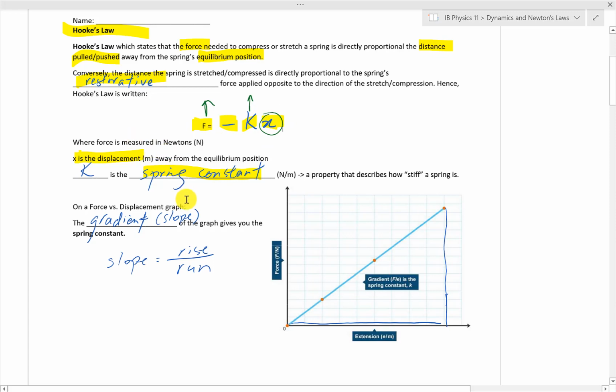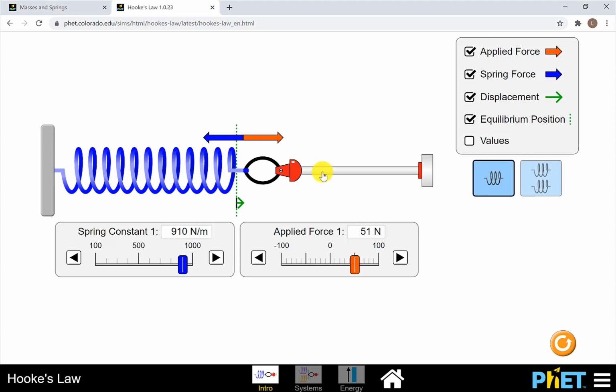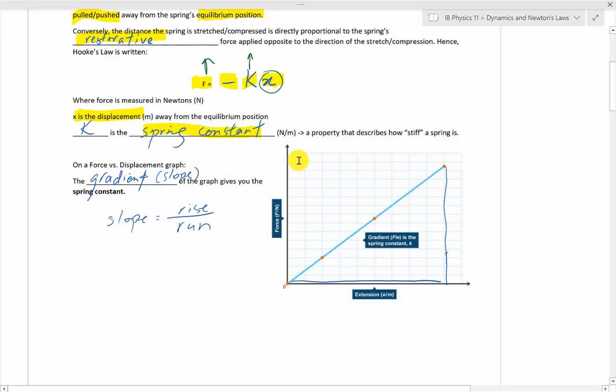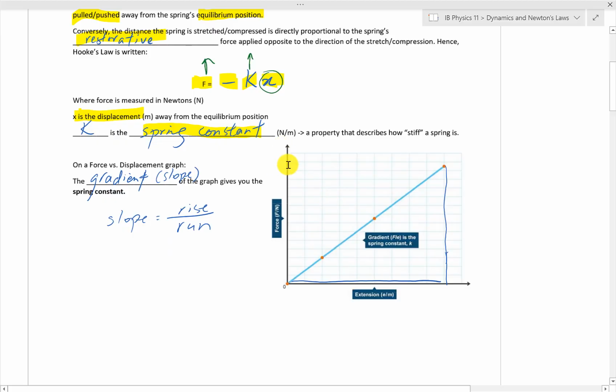Alrighty, now the next thing I would like you to know is when we graph the data. So for example, here I have a graph where the x-axis is how much I extend the spring, so that's the displacement from the equilibrium position, and the y-axis is the force that I'm applying, which is the applied force. Since it's equal and opposite to the restorative force, either one works in terms of the magnitude. And here I can plot a graph in which the slope is the spring constant.